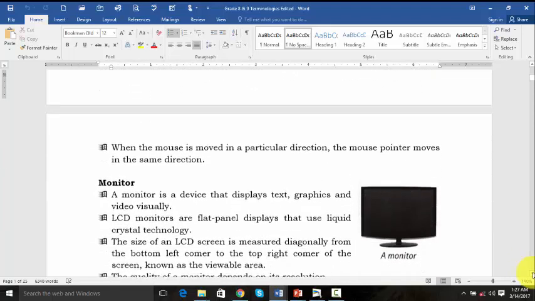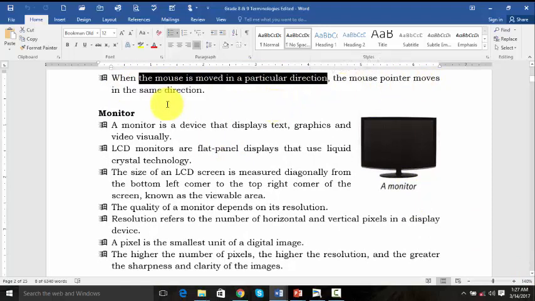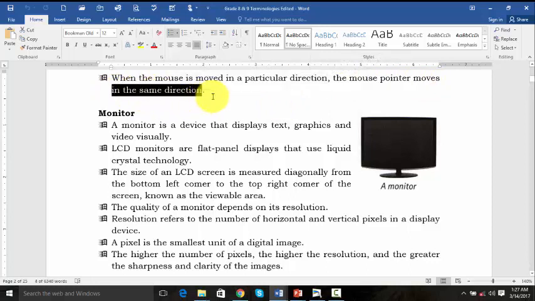Now, when the mouse is moved in a particular direction, the mouse pointer moves in the same direction. You hold the mouse in your hand and move it on the mouse pad, and the mouse pointer on the screen moves in the same direction. So the difference is that the mouse is a device you hold in your hand, and the mouse pointer is the pointer you see on the screen, which is used for selecting and pointing.